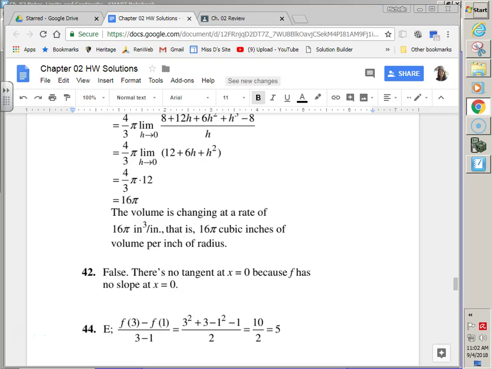Why is that important? Could you have simplified to be inches squared? Why not? No, it's a good idea. Inches cubed over inches can just reduce to be inches squared, but why not in this example? It's cubic inches of volume per inch of radius.